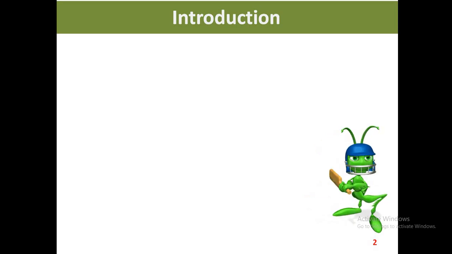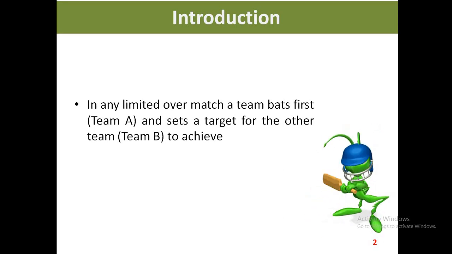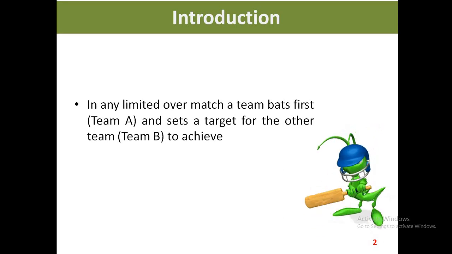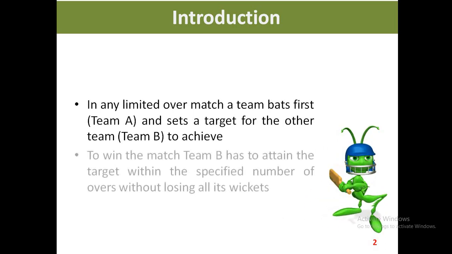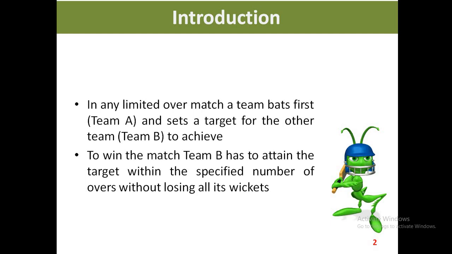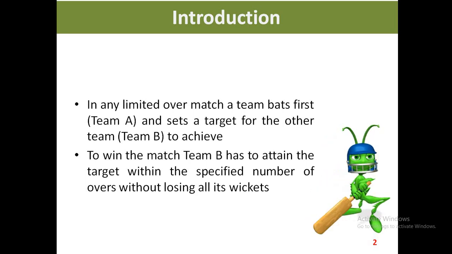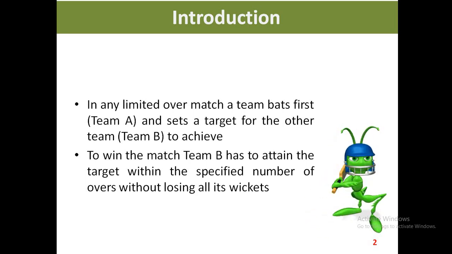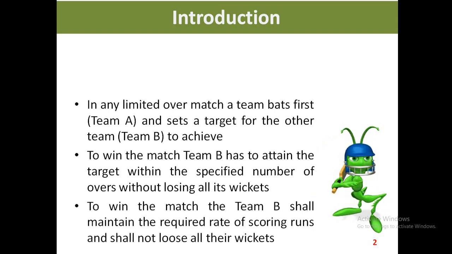Now, if we look at a limited over cricket match, we have a team which bats first and sets a target to be achieved by a team batting second in the second innings of the match. Let the team that bats first be called team A, and the team that bats second be called team B. Now, team B has to score the runs in a limited number of overs without losing all their batting resources, which are measured in terms of the number of wickets.